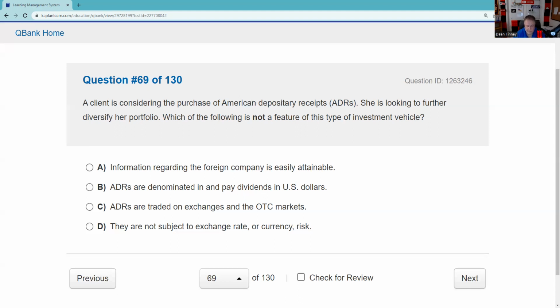So they are not subject. No, remember we said it's very testable. No, they are subject to the exchange rate or currency risk. I don't really care about A, B, C here, but you should definitely know D. And so the distractors are the technical name for wrong answers. I wouldn't worry too much about the wrong answers. But make sure you know the D is definitely a part of an ADR.